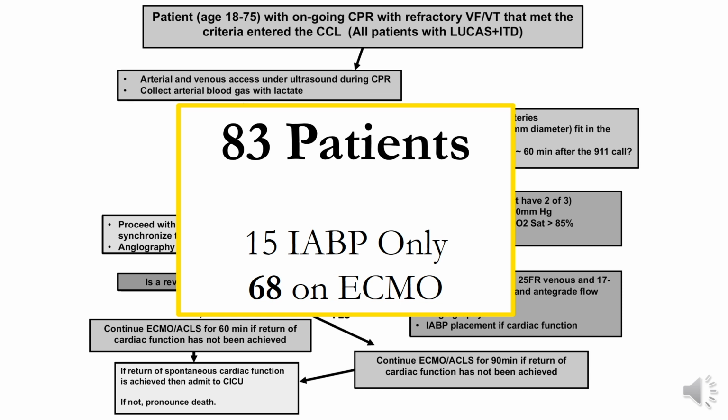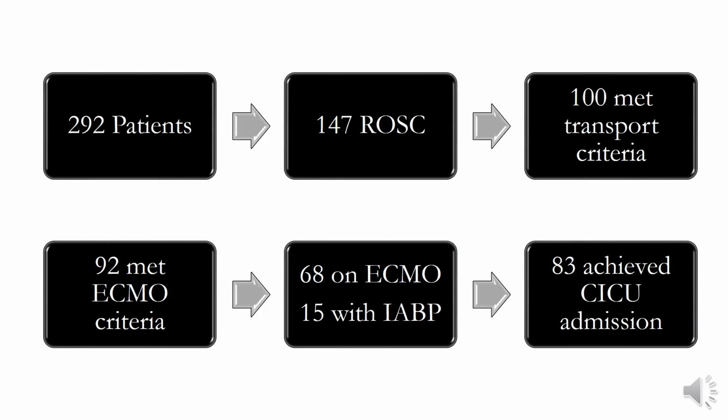So to break it down a little bit better, they actually screened 292 patients over the course of 25 months. 147 of them got ROSC and were automatically excluded. 100 met transport criteria based on their inclusion and exclusion criteria. 92 met ECMO criteria, 68 were placed on ECMO, 15 with a balloon pump, and therefore 83 to the CICU.